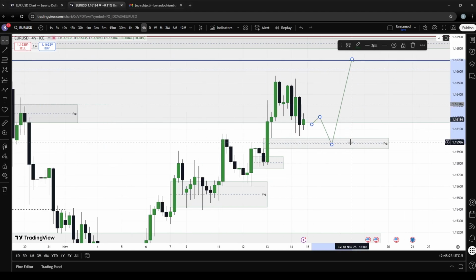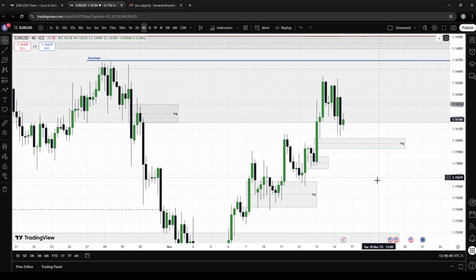You can narrow down to the 15-minute time frame after this fair value gap has been triggered, so that it can help you to enter into trades and minimize on stops. Okay, so with that, I won't dwell on anything else.